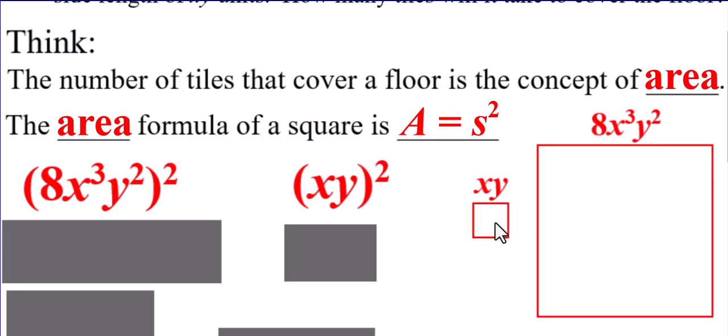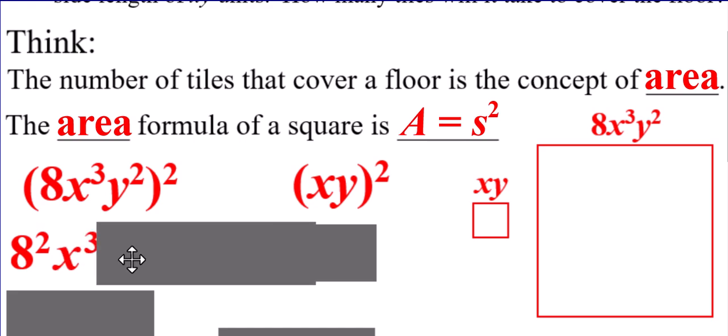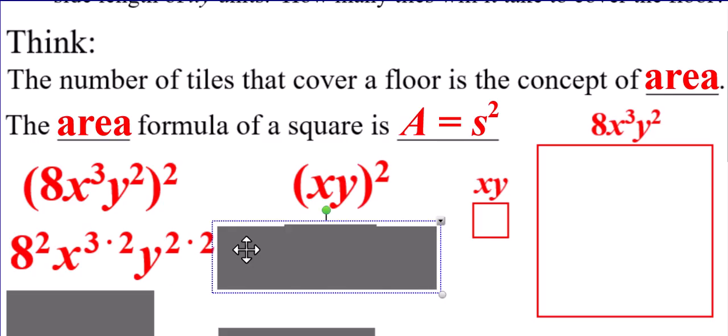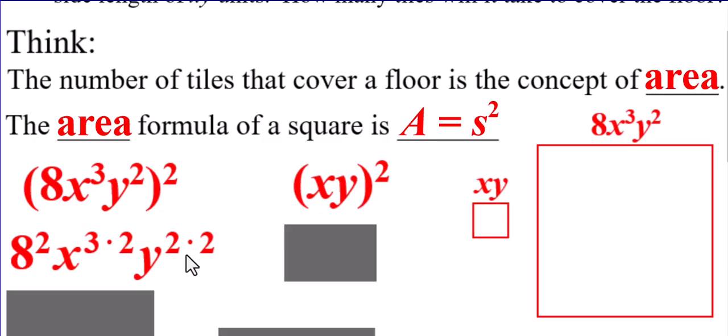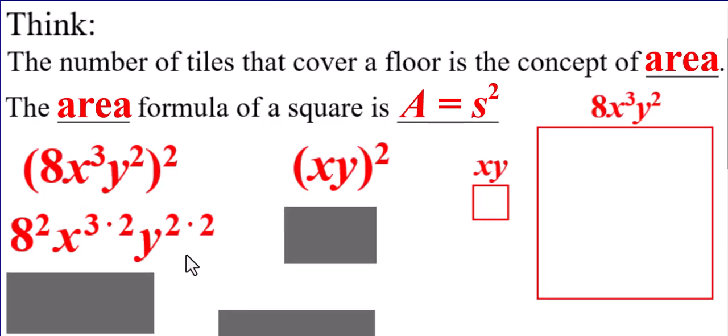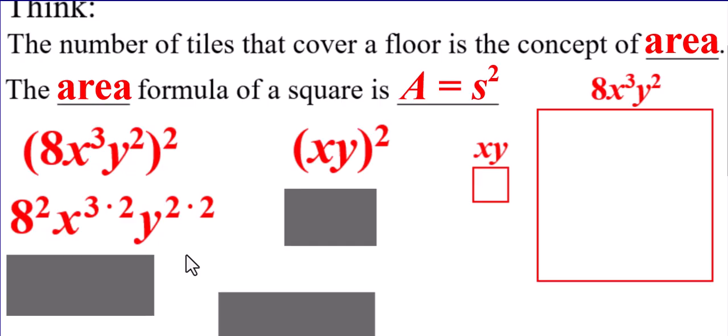Eventually, what we're going to do to find out how many of these little tiles it's going to take to fill the entire floor, we're going to end up dividing the area of the little tile into the area of the entire floor. So let's use what we learned. We're going to take 8 to the second, x to the 3 times 2, and y to the 2 times 2. I hope you're writing all of this down. If I'm going too fast for you, feel free to hit pause whenever you need to.